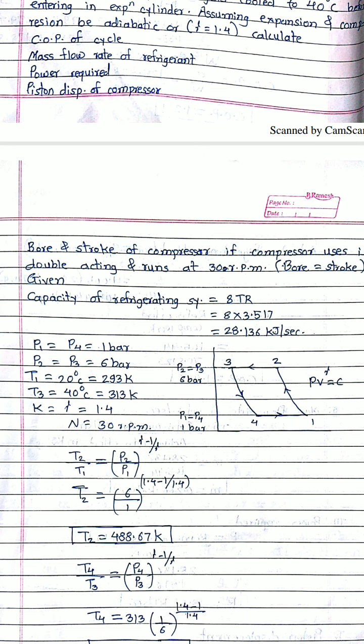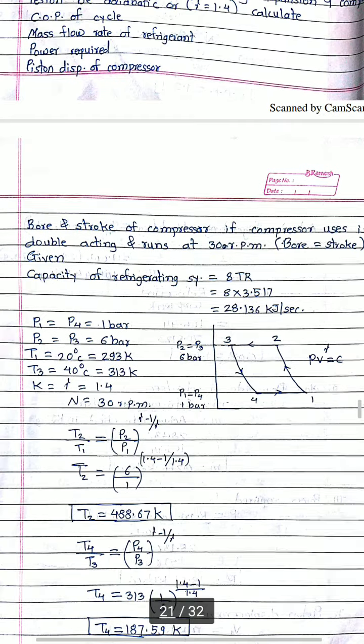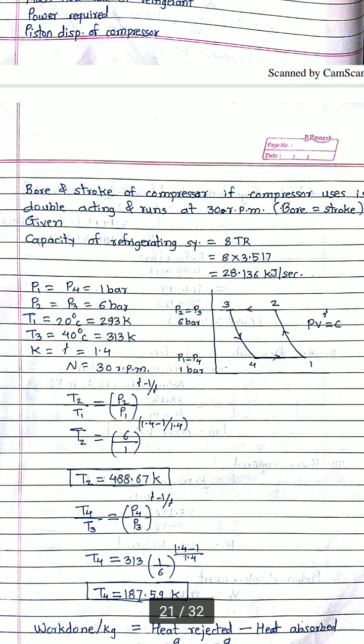So the 1 to 2 process is the isentropic process. So T2 upon T1 is equal to P2 upon P1 raised to gamma minus 1 upon gamma. Therefore T2 is equal to 293 into 6 upon 1 raised to 1.4 minus 1 divided by 1.4. P2 value is 6, P1 is 1, gamma value is 1.4. So after simplification the value of T2 is equal to 488.67 Kelvin.